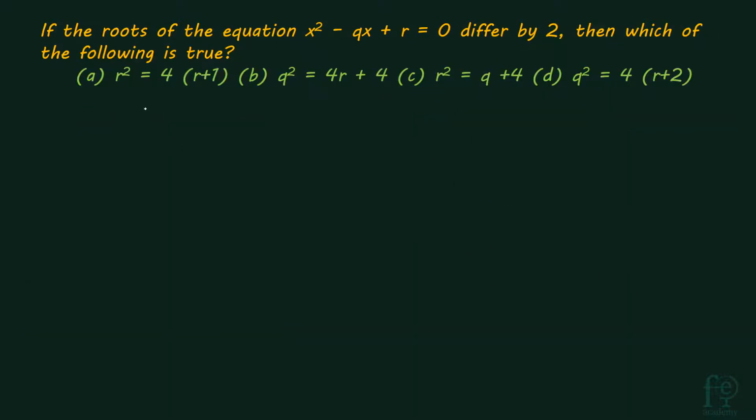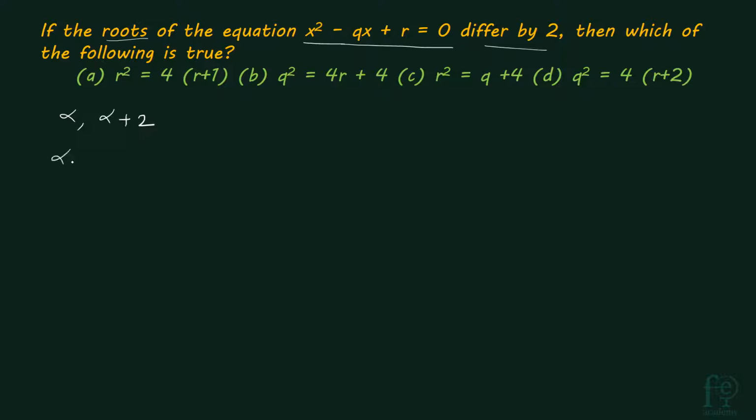Our second question: if the roots of the equation x square minus qx plus r is equal to 0 differ by 2, then which of the following is true? So our equation is x square minus qx plus r is equal to 0. Here the roots of the equation are given. So let the roots be alpha and alpha plus 2. It is given that the roots differ by 2, so the difference between alpha and alpha plus 2 is equal to 2.